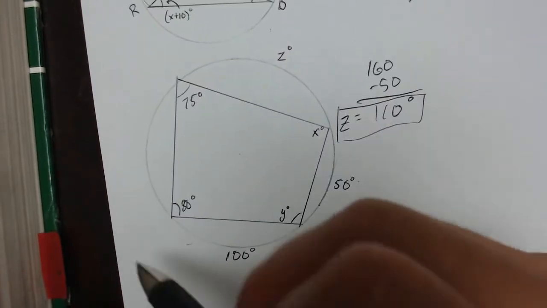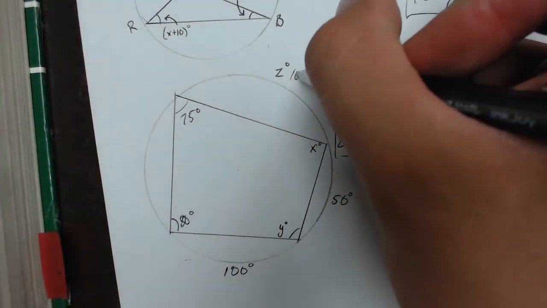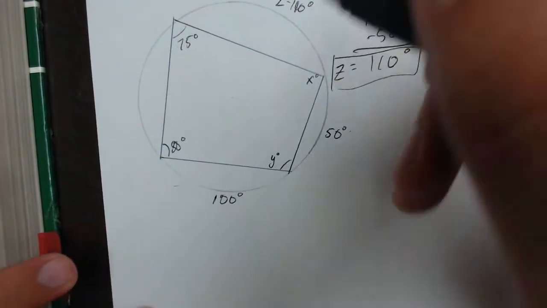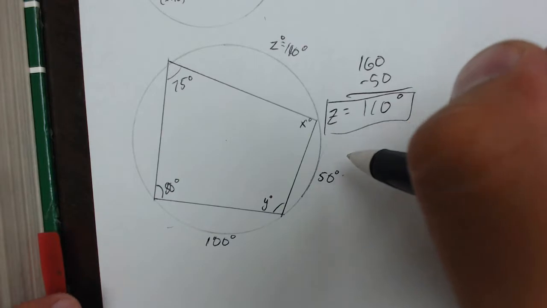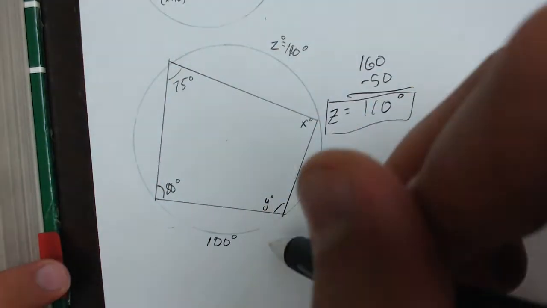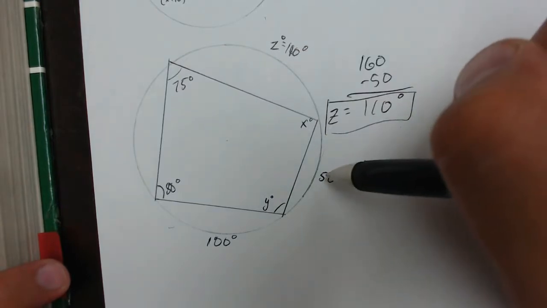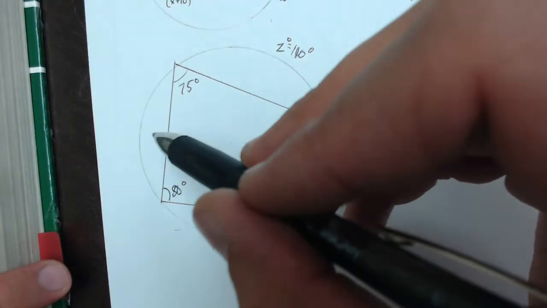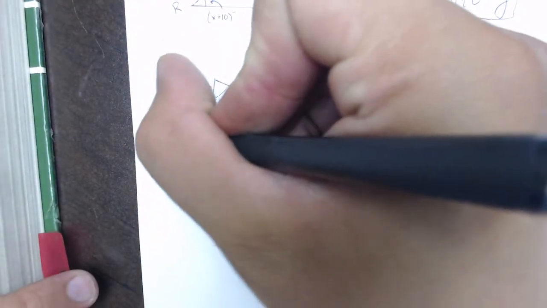Now I got to find the last arc. So again, this is 110 up here. We've got 100 and then 50 over here. Now, there's one easy way you can do this. I can remember that there's 360 degrees in a circle. Right now, I've got 110 and 50 is 160, plus another 100 is 260. So 360 minus 260, this is 100 over here.